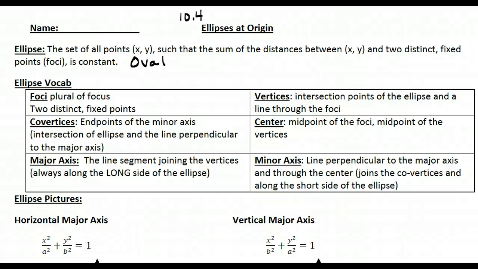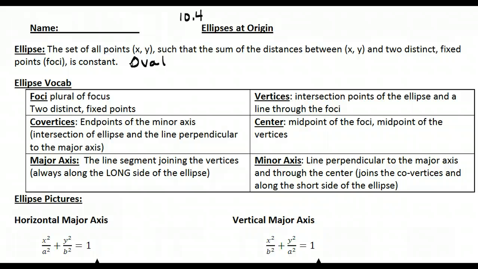Hey, welcome to 10.4. This is ellipses at the origin. Now, I want to tell you before we get started, an ellipse is a fancy name for an oval. So basically today we're going to be graphing ovals, and it is similar to how we graph a circle, but there are some differences. In fact, there isn't a radius because there's no constant distance from the center.